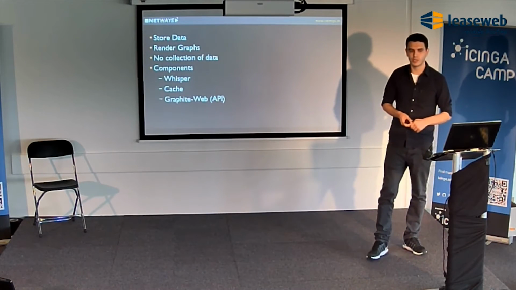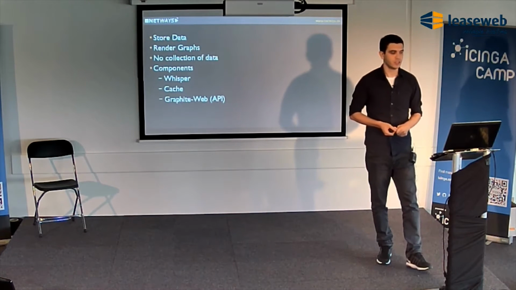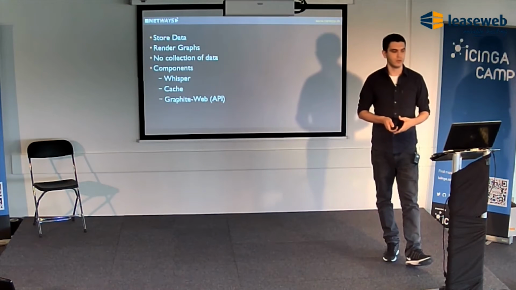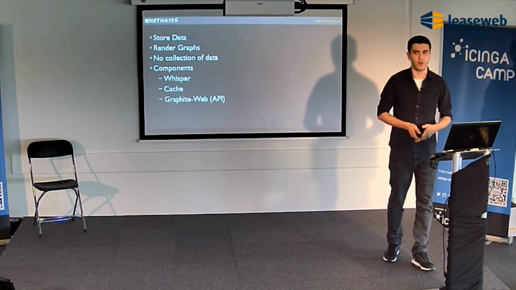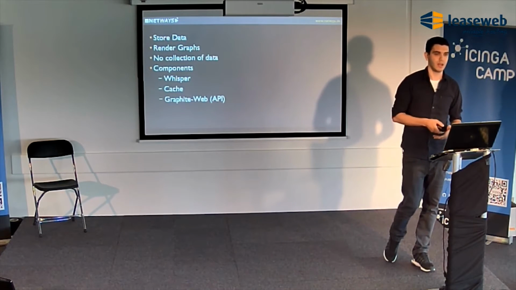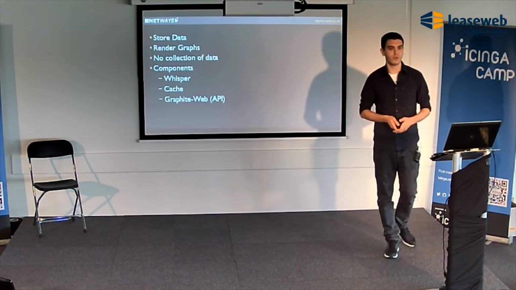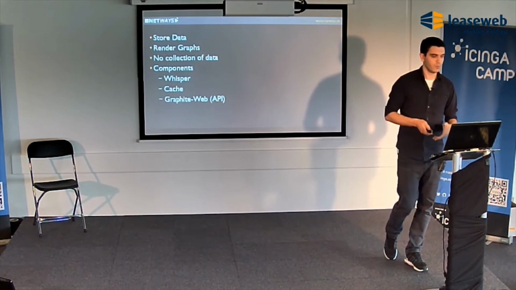It's a Whisper library, which is capable of doing the actual storing. It's a carbon cache called. This is the actual receiver of the data. This is the thing where you send your performance data to. And there's a component called Graphite Web. And Graphite Web has an API implemented. With this API, you can render graphs in PNG format, or in JSON, or in CSV.